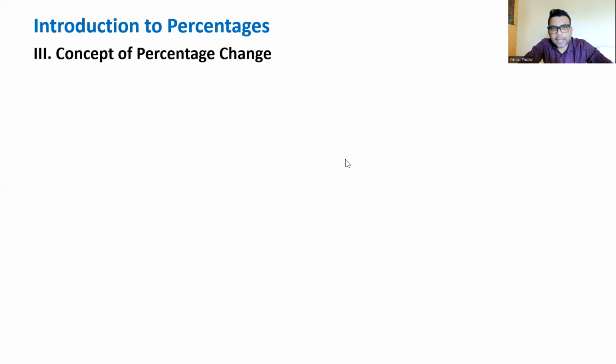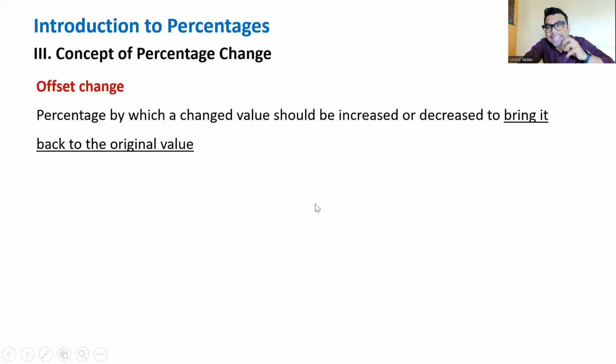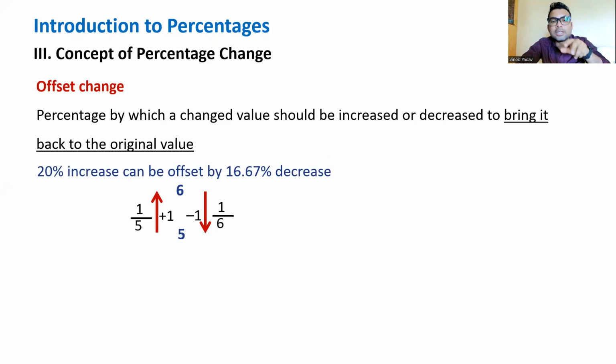Understood? All right, friends. Next logic is offsetting. Offset change. What does this mean? Percentage by which a changed value should be increased or decreased to bring it back to original value. So what is the most important part here? To bring it back to original value. For example, 20% increase can be offset by 16.67% decrease.